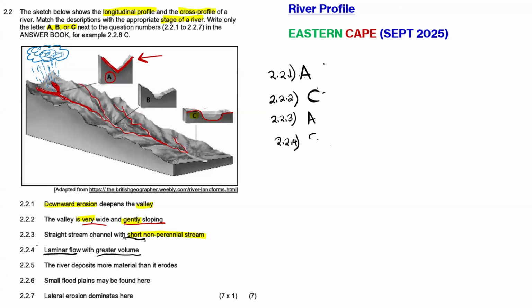Guys, remember at the lower course, we've got greater volume of water because basically all the tributaries have already collected and joined in to the water. But now we have what? Laminar flow. Laminar flow is found at the lower course. Smooth flow of water.